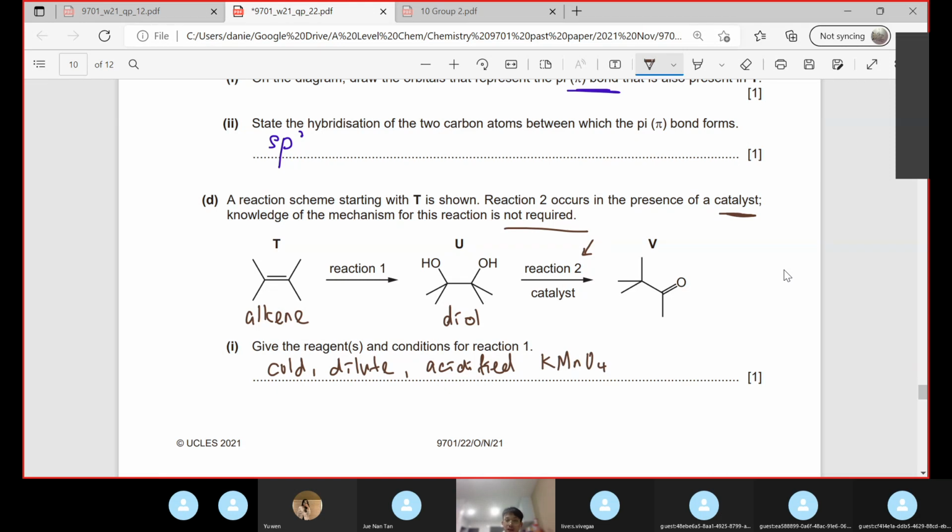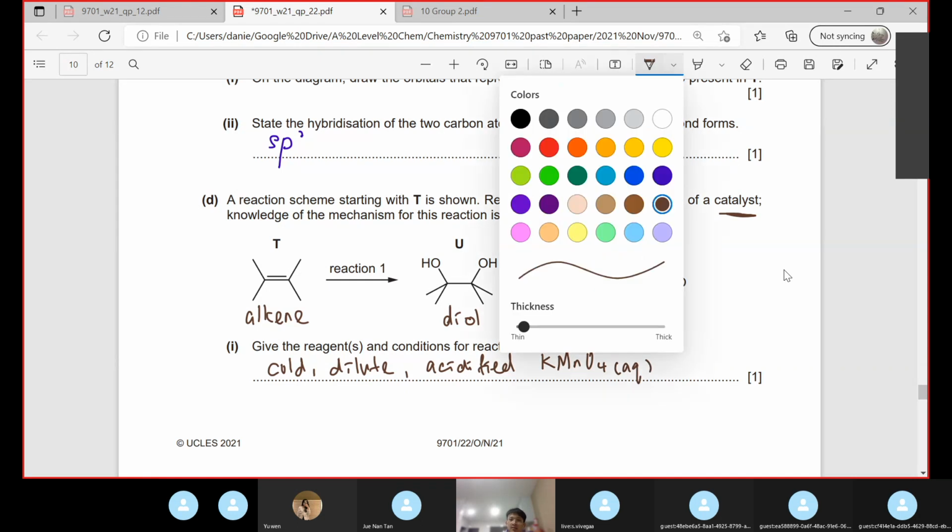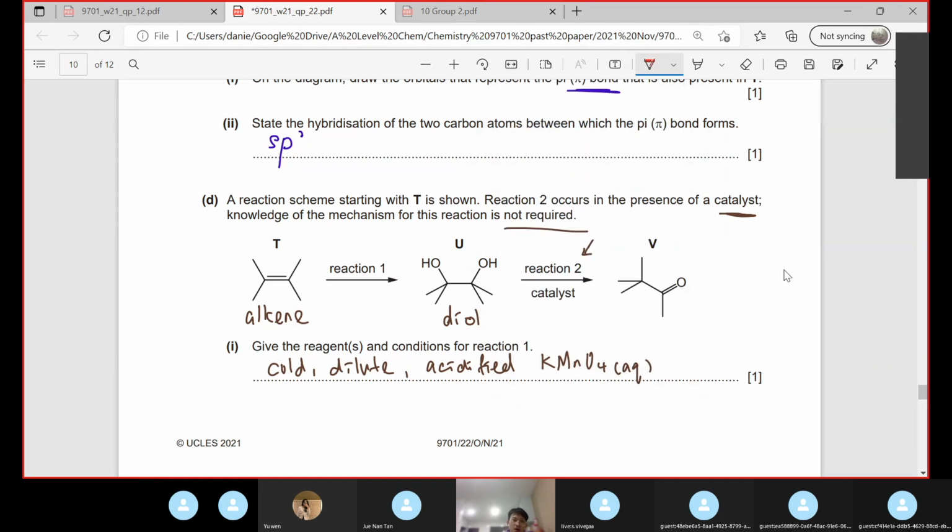Potassium manganate(VII), no, permanganate, sorry. The conditions are cold, dilute, acidified potassium manganate(VII). Cold dilute acidified is actually the condition. Then the reagent here is actually the potassium manganate(VII).